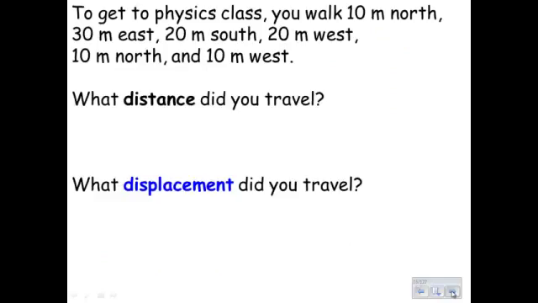Let's try a practice problem. To get to physics class, you walk 10 meters north, 30 meters east, 20 meters south, 20 meters west, 10 meters north, and 10 meters west. Take a minute to pause your video and figure out what distance you traveled and what displacement you traveled.